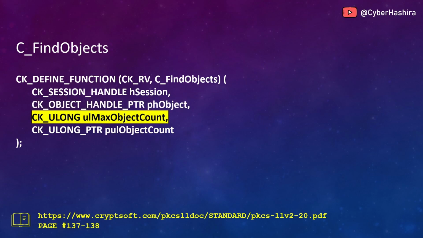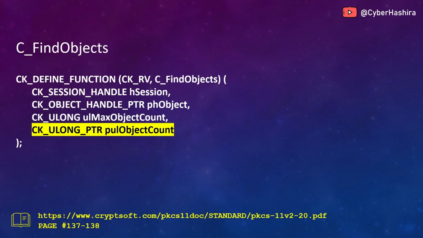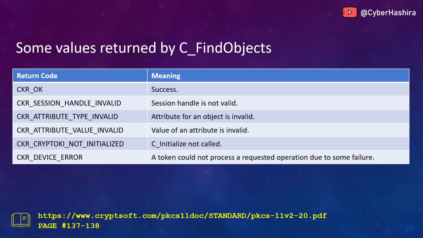The third argument is the maximum number of objects you want C_FindObjects function to search for at a time. For example, if this value is set to 10, then C_FindObjects would search for a maximum of 10 matching objects at a time. And after searching through the list of all objects in a token, C_FindObjects returns the count of how many objects were found. The fourth argument specifies the location where that value will be written. These are the return codes that C_FindObjects function is expected to return. You can read about C_FindObjects on page 137 and 138.